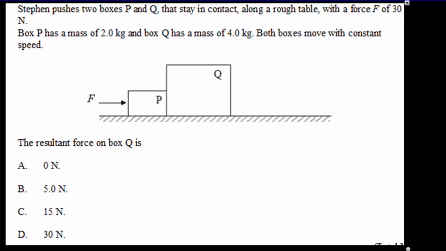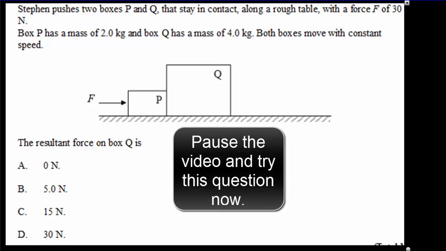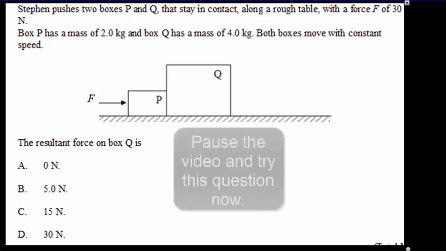So if you understand what translational equilibrium means, you're going to easily be able to answer this IB question. Pause the video, try this question, come back for the answer.